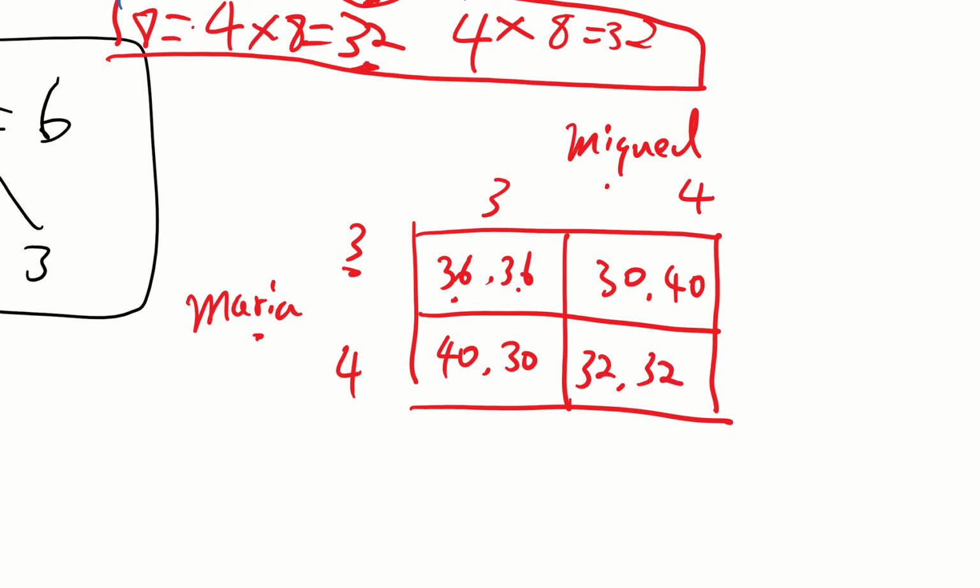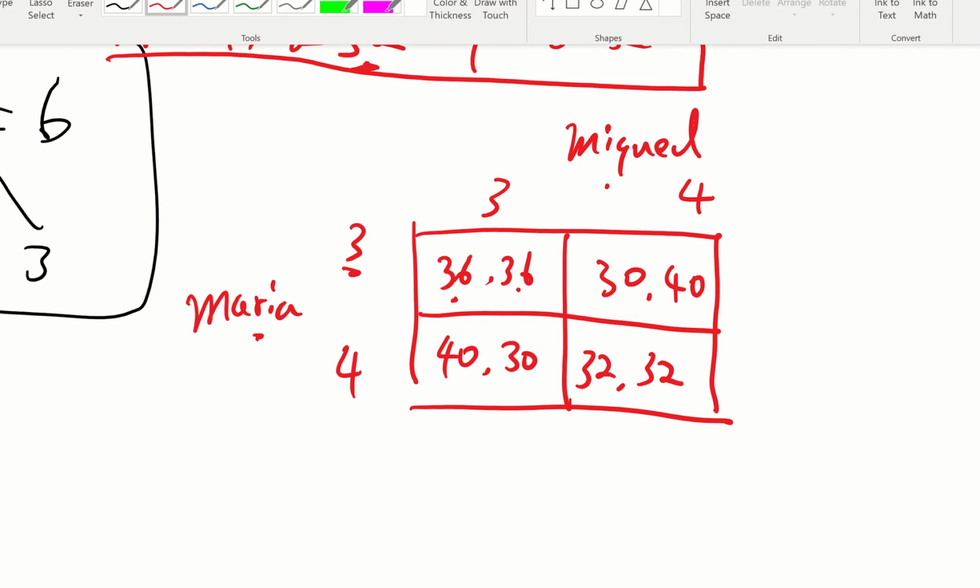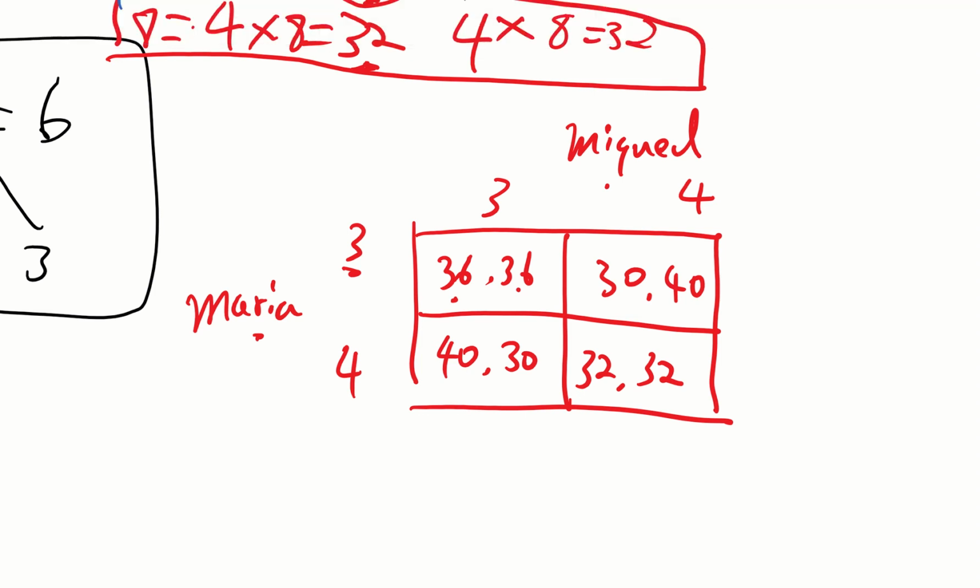All right, so this is how we read the matrix payout. Okay, so imagine Maria knows for sure that Miguel will never cheat. What should Maria do? Now, if Maria doesn't cheat, she'll get 36. But if Maria cheats, she'll get 40. And 40 is better than 36, right? So that means if Miguel doesn't cheat, then Maria is better off cheating.